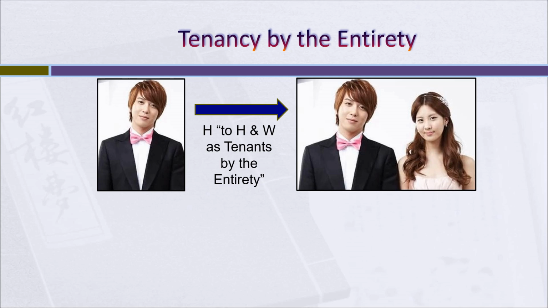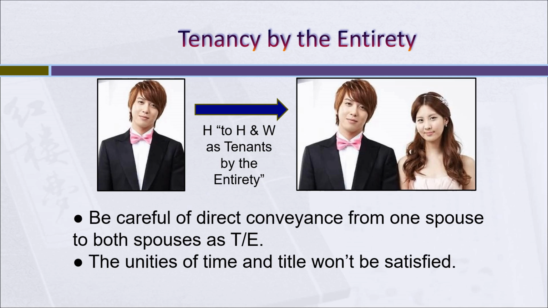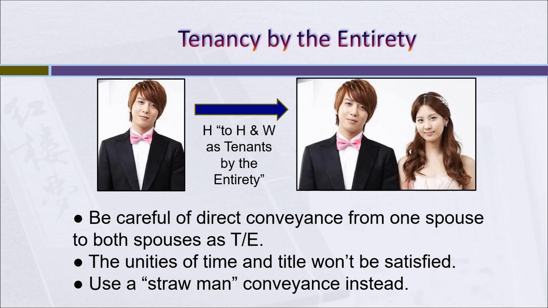Now, sometimes an individual will desire to convey property to himself or herself and their spouse as tenants by the entirety, but you've got to be very cautious about doing that, because if there's a direct conveyance from one spouse to both spouses, the unities of time and title won't be satisfied. We talked about this problem earlier in connection with a joint tenancy with right of survivorship, but the problem exists with a tenancy by the entirety as well. So if one individual wants to make such a conveyance, they'd better convey to a straw man and have the straw man convey back to the couple instead of trying to do it directly.